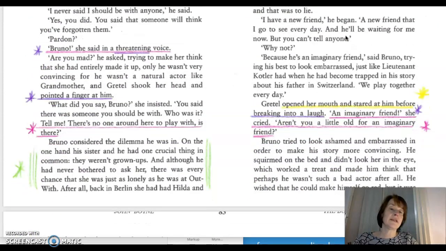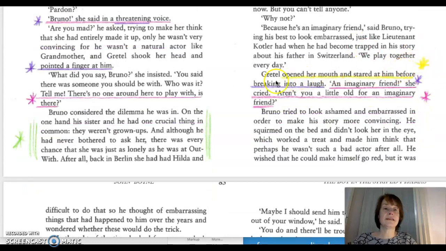Here we definitely have a look. "Gretel opened her mouth, stared at him." Maybe it's an action. Excuse me, I think it's a look. So she is looking at him like, shocked. And this is telling me something about her character. Immediately afterwards, she breaks into a laugh.